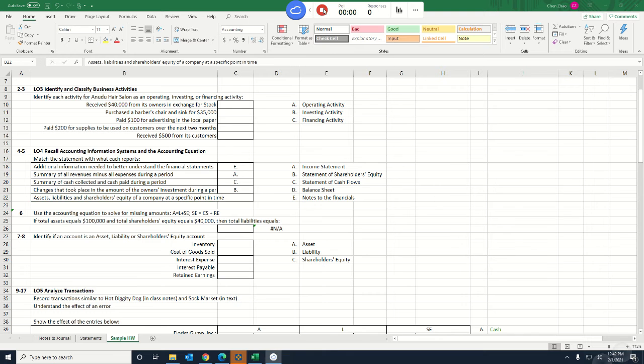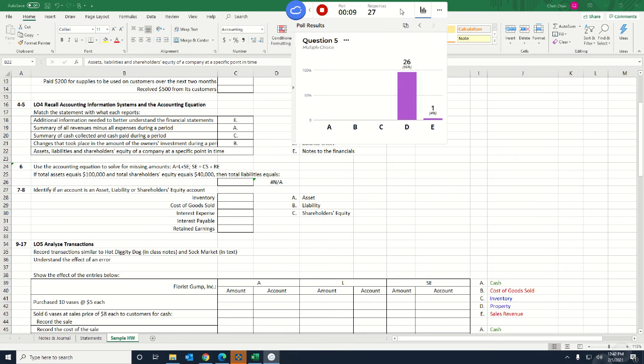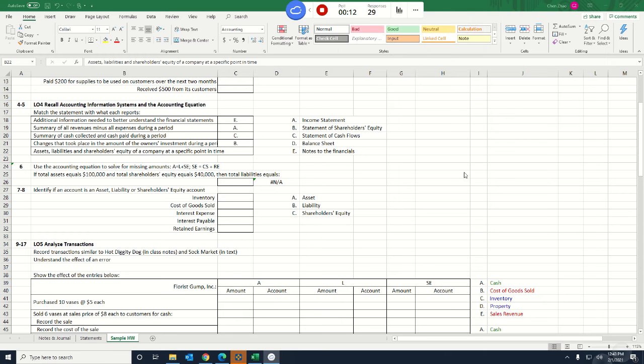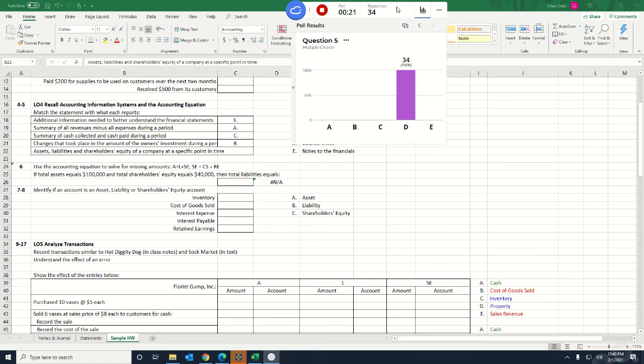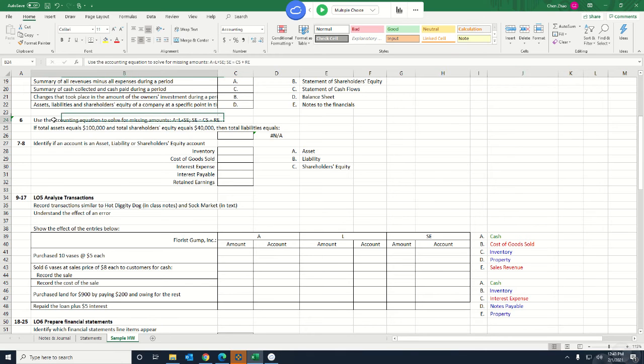So 30 seconds. Okay. This is the first time the answer is unanimous to be the correct answer, which is D. Balance sheet. Okay. All right. Next one. Using the accounting equation to solve for missing amounts.